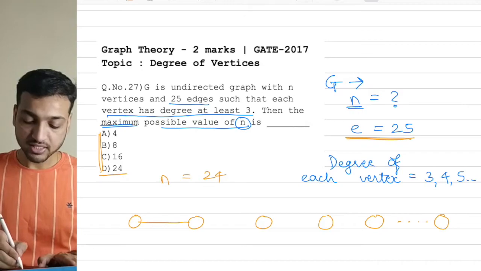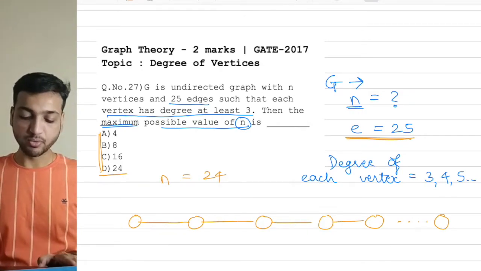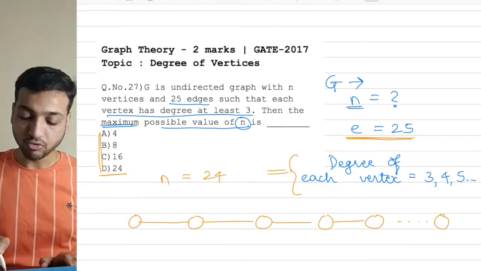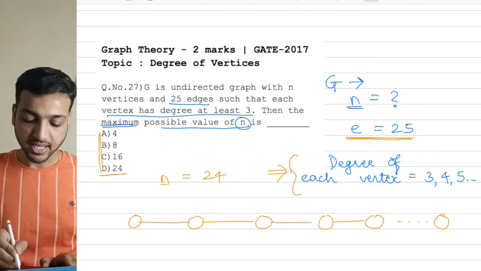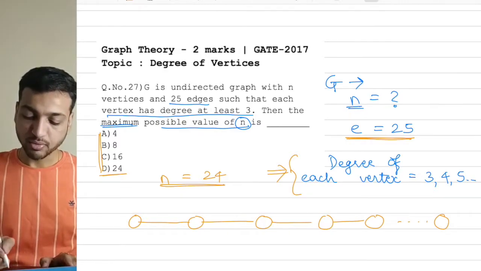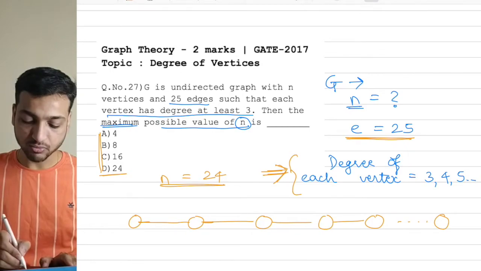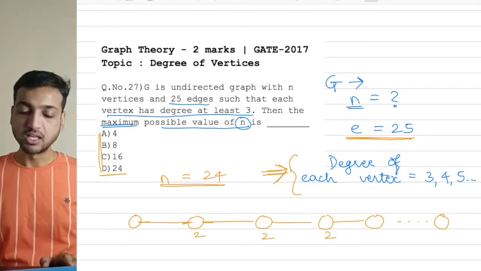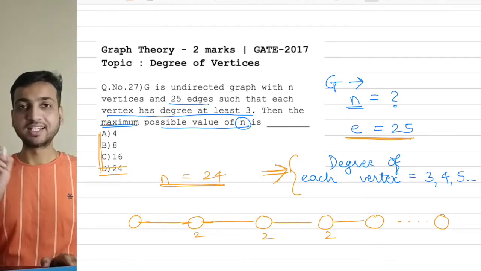So most of my edges will go in connecting every vertex one by one, and as you can see, the property that the degree of each vertex should be minimum 3 won't be satisfied. So if I take n equal to 24, then I won't be able to satisfy this property, because most of them will have a degree equal to 2. Here you can see degree 2, degree 2, degree 2. So n equal to 24 is going to be an incorrect option.